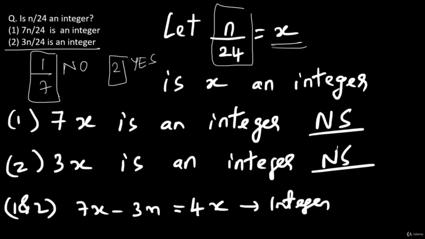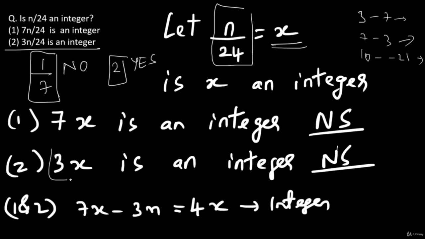Why is that so? You take any two integers and if you subtract them, you will get another integer. For example, 3 minus 7 again gives you an integer, or 7 minus 3 gives you an integer, or 10 minus 21 again gives you an integer. So integer minus integer has to be an integer. Therefore 4x is an integer.